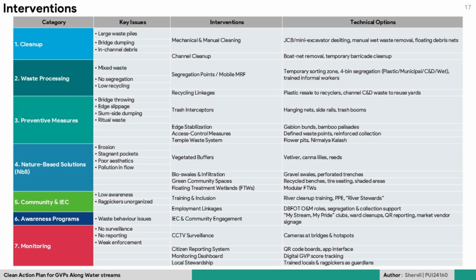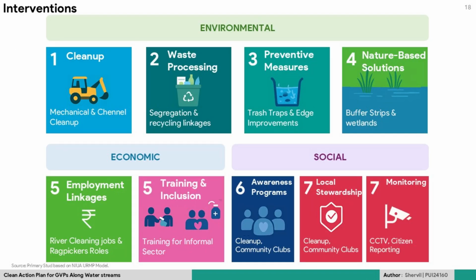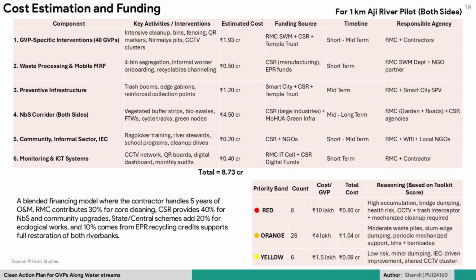The interventions fall into 7 categories: cleanup, waste processing, preventive measures, nature based solutions, community engagement, informal sector inclusion, and monitoring. These interventions collectively deliver environmental restoration, economic value recovery, and long term social stewardship. The total project cost is estimated at 8.73 crores for both banks.